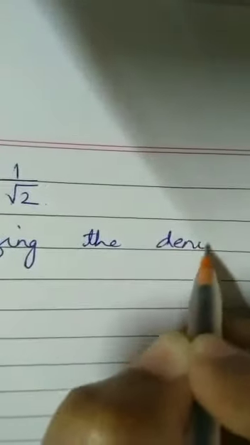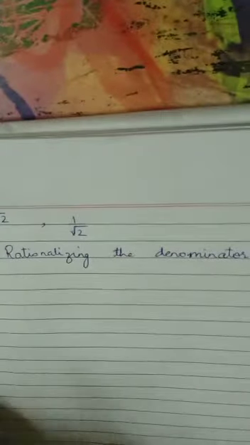Okay, what is it called? Rationalizing the denominator. In simple words, we are learning how to remove the root sign from the denominator. Okay, so let's move ahead.